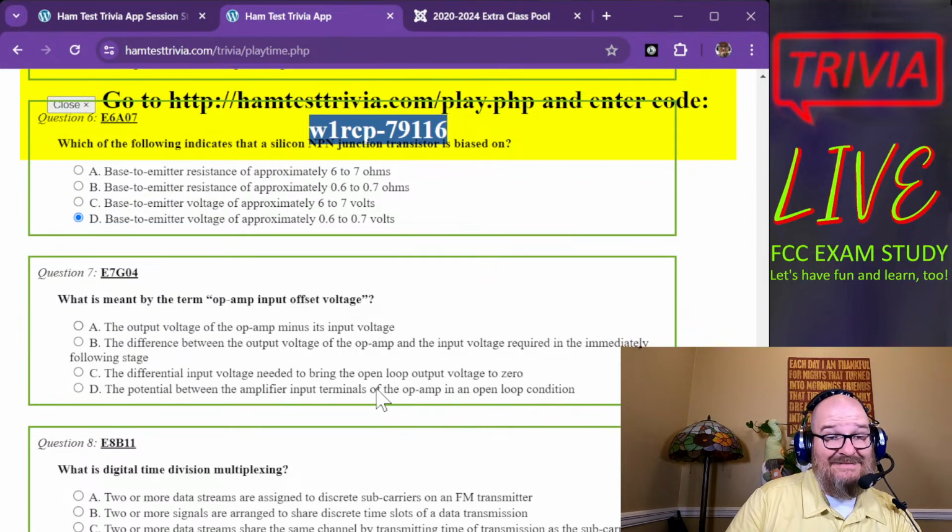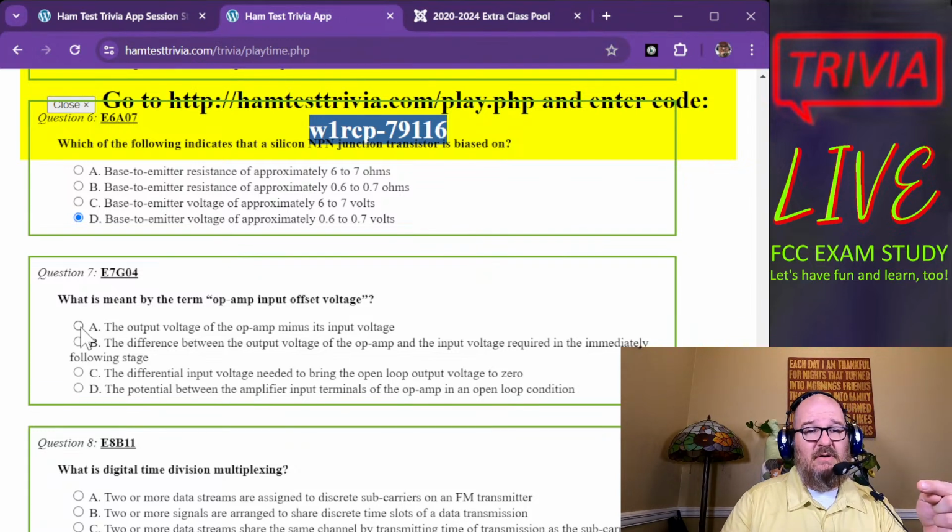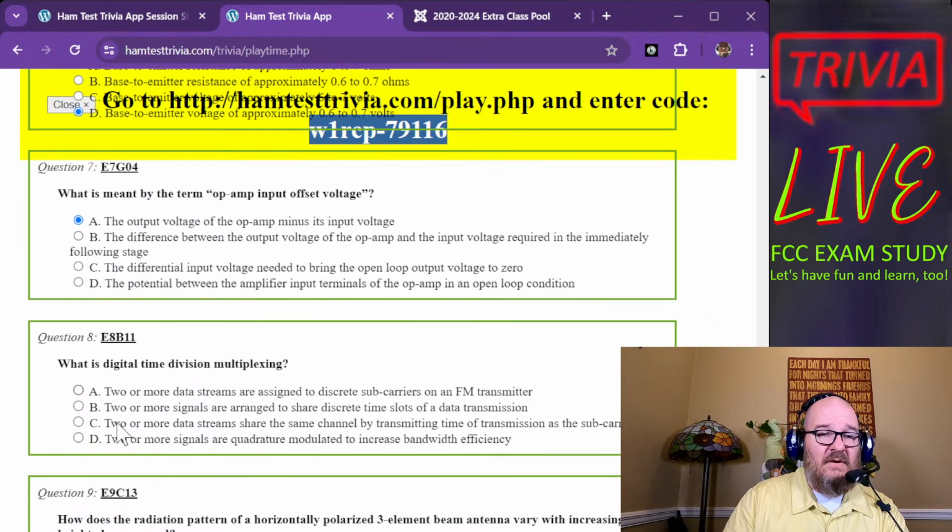I explained it as best I know. And I'm going to say the output voltage of the op-amp minus its input voltage. Input is 0. This, and it follows each other. I'm saying A.